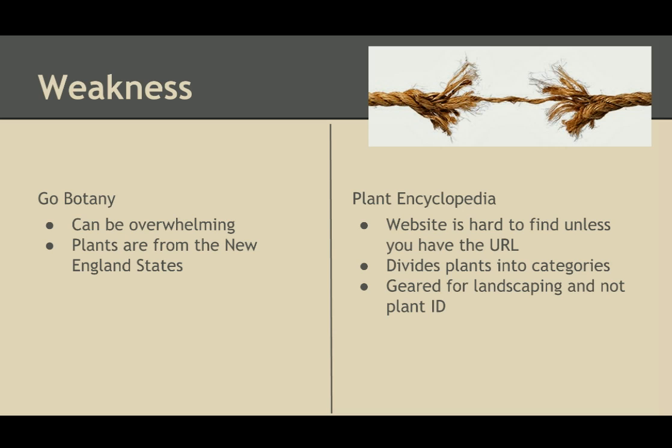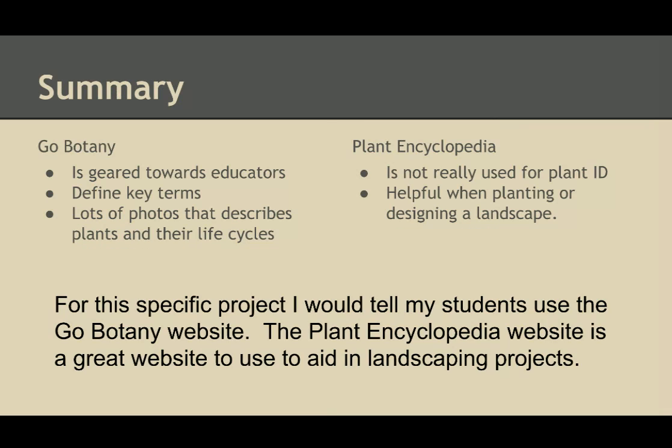With Plant Encyclopedia, the website itself is hard to find unless you have a URL. The plants are divided into categories, which could be good or bad. I considered it a weakness because when you're looking to identify different plants, you're trying to figure out what it is. You don't already know. With the Plant Encyclopedia, it's like you already know, and then you're trying to find information on it. And I feel that the Plant Encyclopedia website is more geared towards landscaping and not so much towards plant ID.